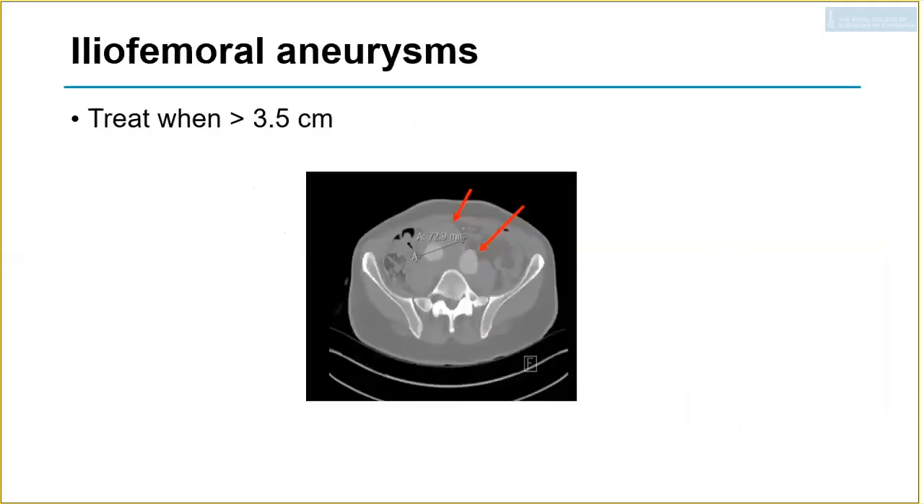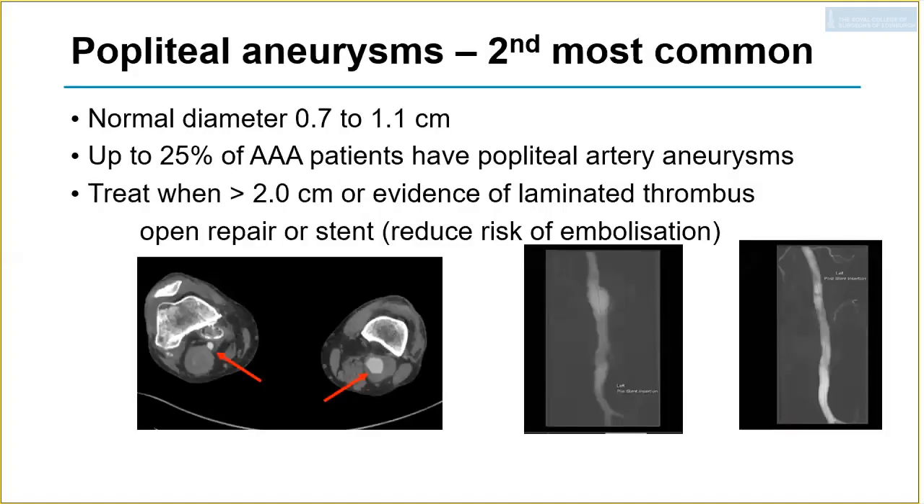Popliteal aneurysms are the second most common aneurysms that we encounter. Up to 25% of abdominal aortic aneurysms are accompanied by popliteal artery aneurysms. So if you see somebody with an abdominal aortic aneurysm, please don't forget to examine their popliteal arteries. We normally treat them when they get to more than 2 centimeters, or if there is evidence of laminated thrombus. This could be either repair with an open bypass graft or a stent. In the picture on the bottom left, the arrows are pointing to the aneurysm, and the picture of the patient's right leg is a picture of a graft. On the right, you've got an aneurysm here and a stent graft across it. So don't forget, with an abdominal aortic aneurysm, examine the popliteal artery.